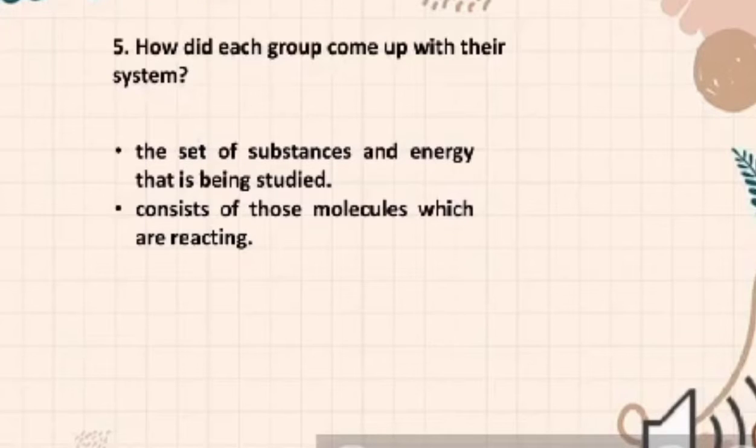Number 5. How did each group come up with their system? The way each group came up with their system is that they follow the procedures that are given and the process that needs to be done in order to come up with a result. When we say system, it is the set of substance and energy that is being studied. The system consists of those molecules which are reacting or in a formal model of interactions between biochemical reactions.